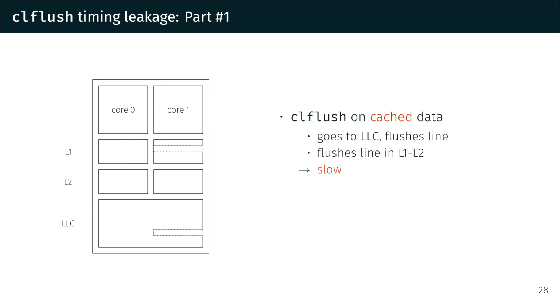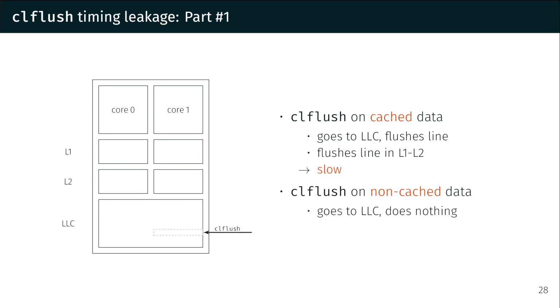So that's slow. Now, if you perform CLFlush on some data that is not cached, basically it does the same: it goes to the last level cache, sees that there's no line, and this data can't be anywhere else in the cache because it would be in the last level cache if it was anywhere. So it does nothing and it stops there. So that's fast. So how exactly fast and slow am I talking about?